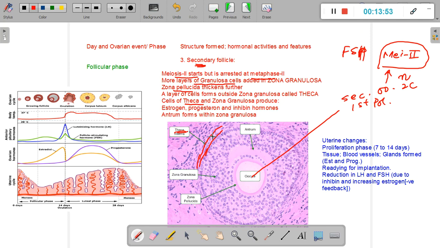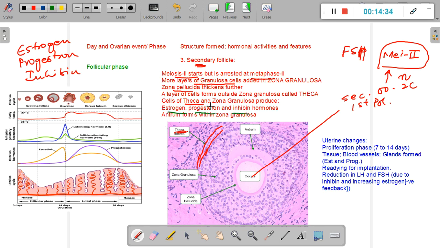Now both the cells of the theca and the cells of the zona granulosa together produce hormones. They start to produce hormones inside this whole structure of the secondary follicle. And what are those three hormones that these cells are now making together? Those three hormones are estrogen, progesterone, and inhibin. So now these cells start to produce estrogen, progesterone, and inhibin. Let me use a green marker. So you see this, and this.